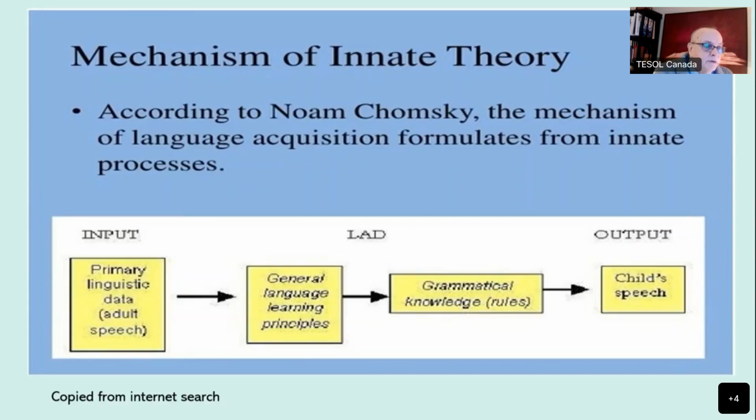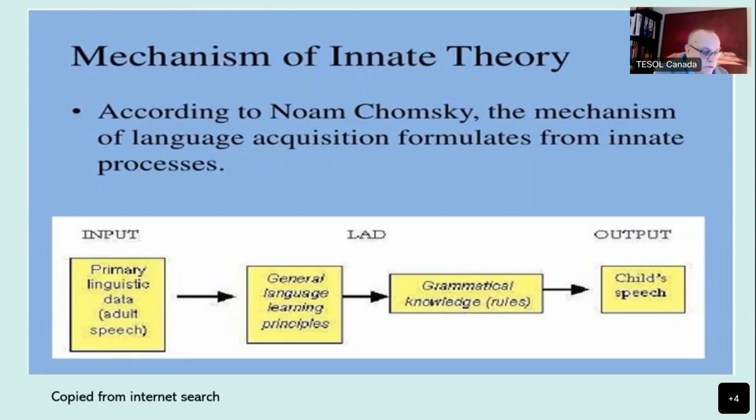This is just another diagram to describe the same process of Chomsky. The mechanism of this innate theory is that the language acquisition device formulates from the innate process that is already in our brains. The primary linguistic data, the adult speech, is the input that we hear from other adults as young children. We're listening to other adults around us. And this provides us with general language learning principles.